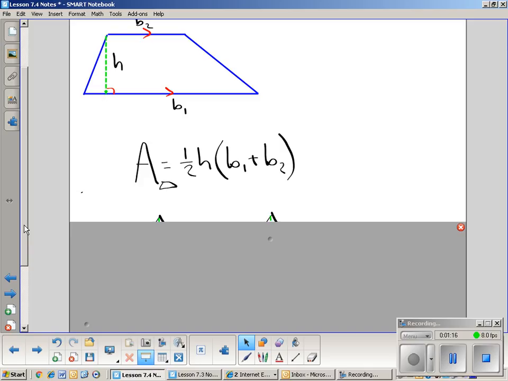One half the height times the sum of the bases. That's the formula for area of a trapezoid. One half the height times the sum of the bases. Okay? Base 1 plus base 2. Make sure you put them in parentheses. You don't want to multiply the h by the base 1 and then add base 2 to it.